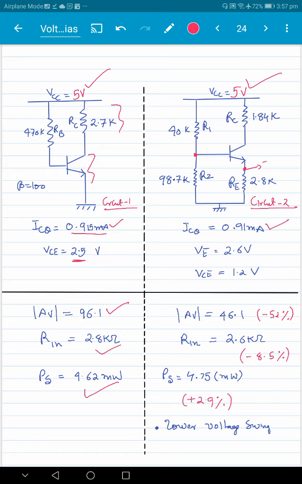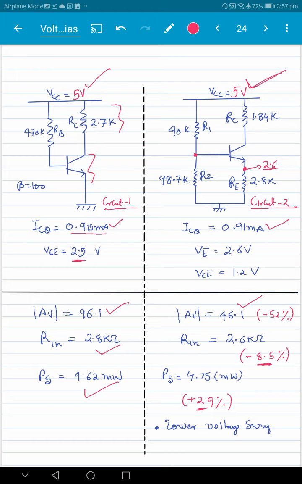Same approach. We set the emitter voltage as 2.6 volt here to get beta insensitivity and also to make the RB 10 times higher than r pi. And so what we get is, note that we get a gain of 46.1 here compared to 96.1. The gain is almost half of that of fixed resistor bias. The input resistance, there's a loss of about 8.5%, power dissipation is 2.9% here. So there's a very, very large loss in the gain because we have gone to lower supply voltage here.